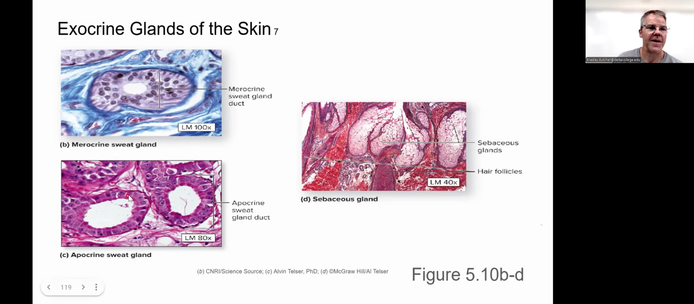Here's some apocrine sweat glands. Again, you see this layer. This looks like a single layer of cuboidal cells. Here's another tube here. And then over here, we're looking at sebaceous glands. You can see the hair follicle here and the glands right up next to it, releasing oils into that hair.